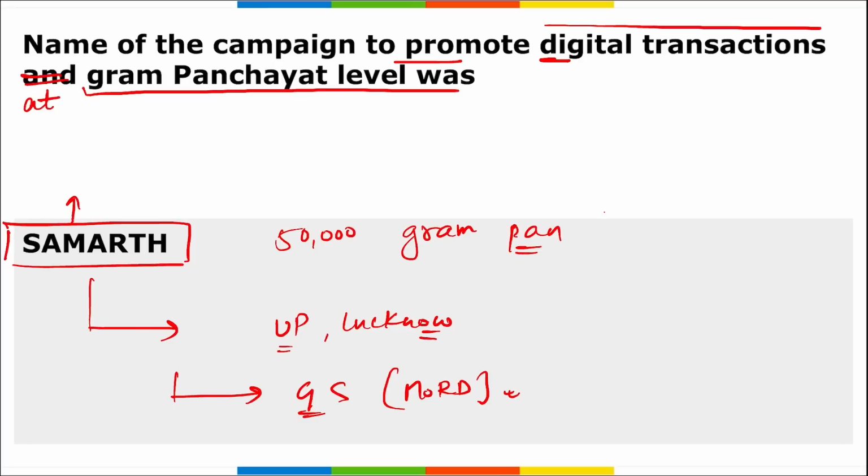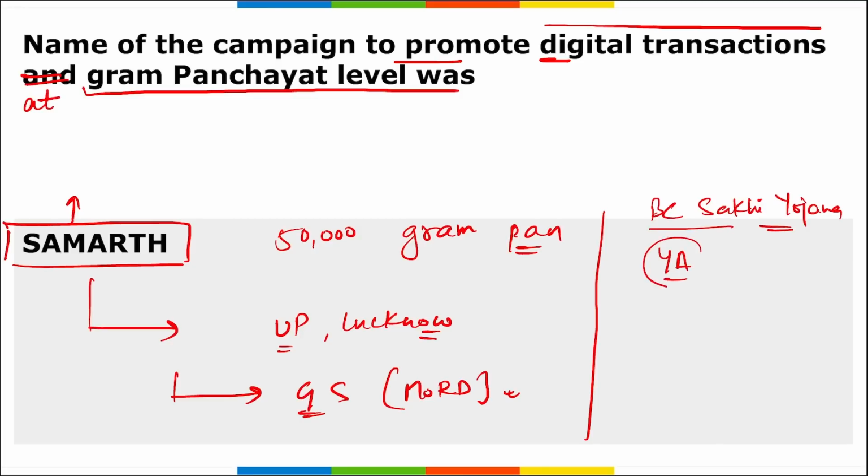Next, apart from this, remember another scheme was launched in UP, that is your BC Sakhi Yojana. What is this BC Sakhi Yojana? This was launched by the Chief Minister of UP, Yogi Adityanath. And this was to benefit the women residents of the state by providing employment opportunities through this scheme. So we can say BC Sakhi Yojana was launched by UP, and it is to provide women with job opportunities.